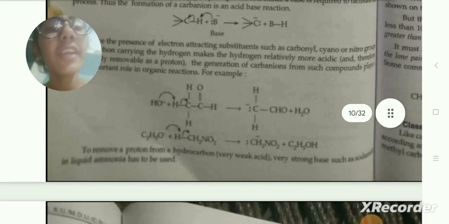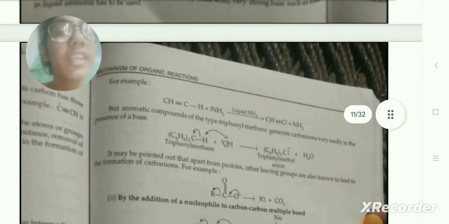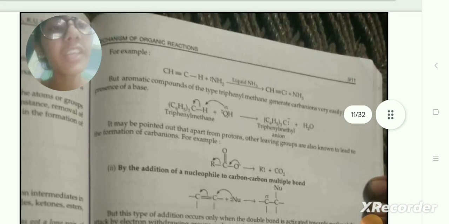The presence of an electron-attracting substituent such as a carbonyl, cyano or nitro group on the carbon bearing the hydrogen makes the hydrogen more acidic and therefore a proton more easily removable, and the generation of carbanions from such compounds plays a very important role in chemistry. To remove a proton from a hydrocarbon, a very weak acid, a very strong base such as sodamide in liquid ammonia has to be used. But aromatic compounds of the type triphenyl methane generate carbanions very easily in the presence of a base. Triphenyl methane, after reaction, forms the triphenyl methyl anion.